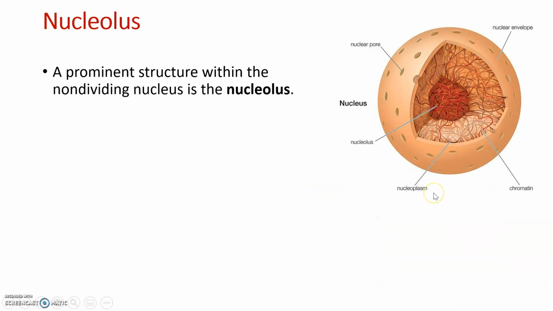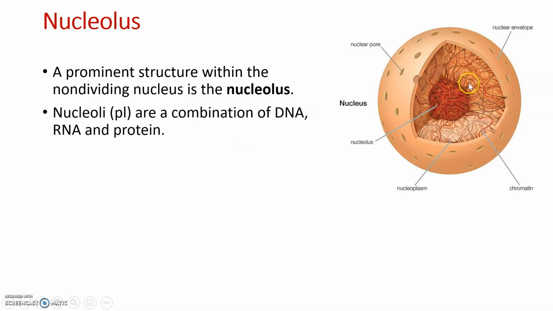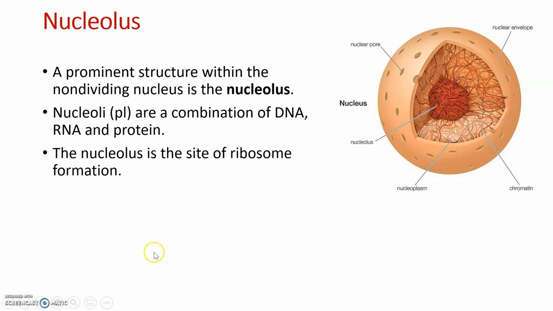So also found within the nucleus is the nucleolus. See that here? It's kind of this dense red core in the middle of the nucleus. Plural is nucleoli. They are a combination of DNA, RNA, and protein. They're, again, very densely packed. And this is the site of ribosome formation. This is where the ribosomes are made.